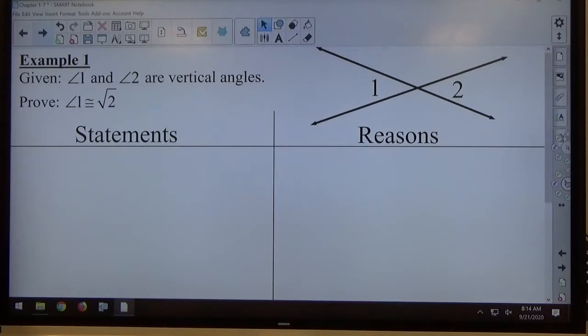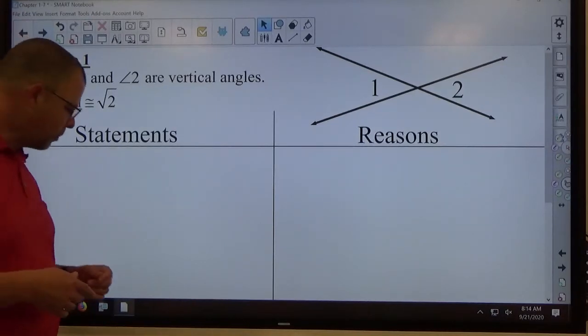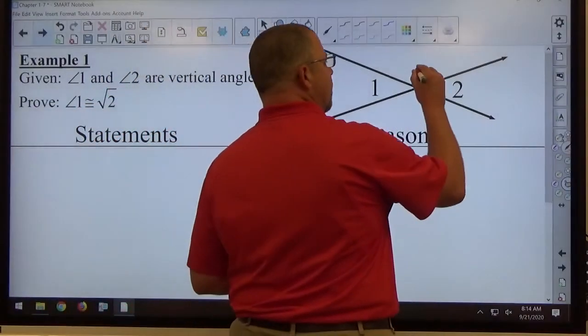Postulates are very believable. Nobody has to doubt it. It's like, obviously, yes, that's true. A theorem is more like, it seems like it's true, but you've got to prove it. You've got to convince me. So that's what a proof is. And just to give an extra name here, I'm going to call this angle 3 right here.